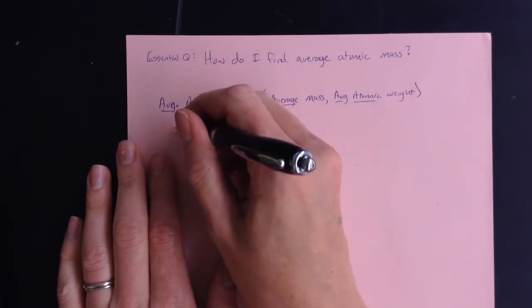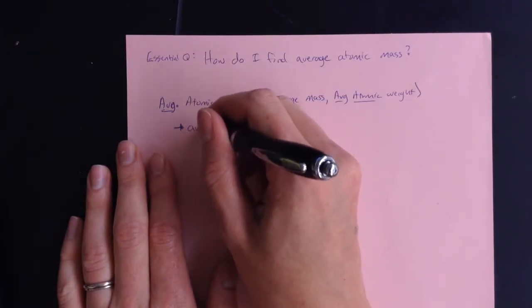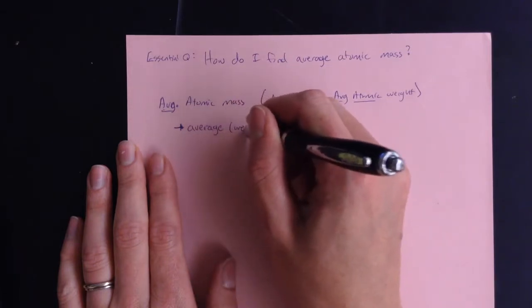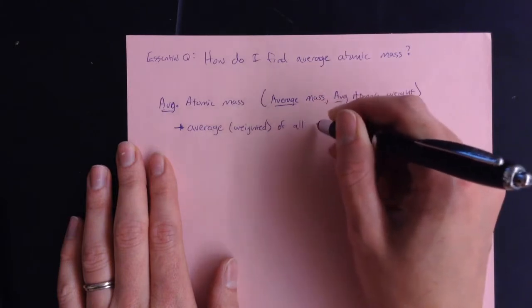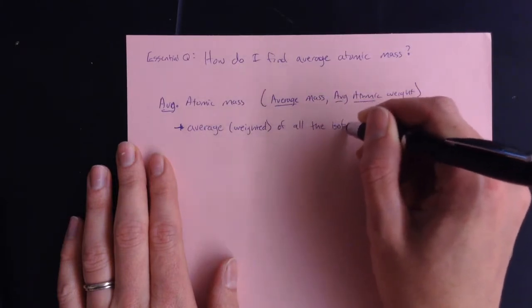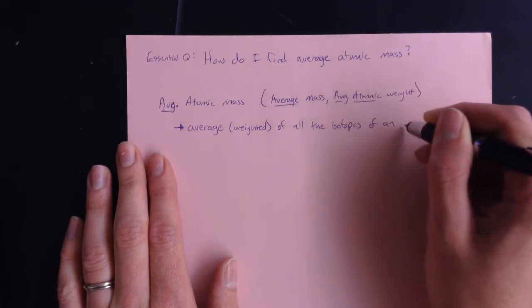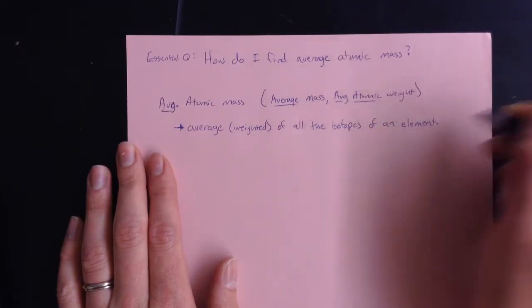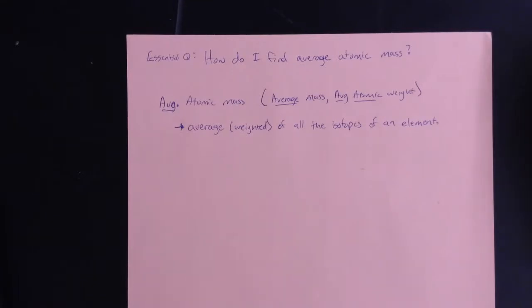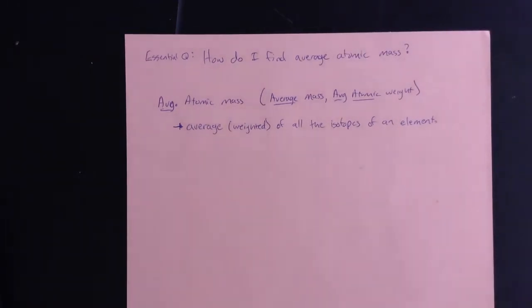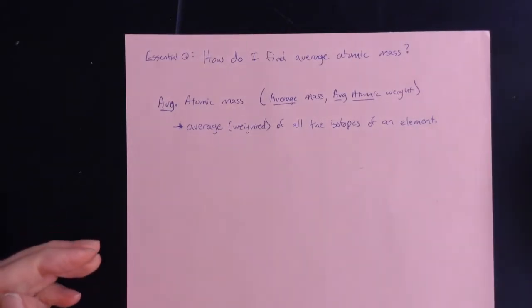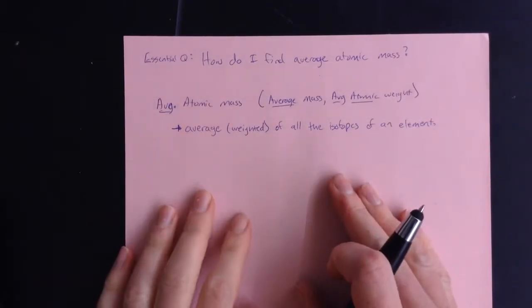Now, the definition of the average atomic mass is that it is the average, and it's a weighted average, of all the isotopes of an element. In reality, each proton and each neutron, which contributes to the mass, doesn't add exactly 1. It adds 1 plus a tiny little bit. But for all intents and purposes, we can simplify it by just looking at the average weight.